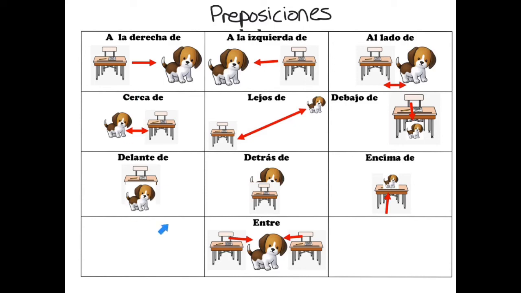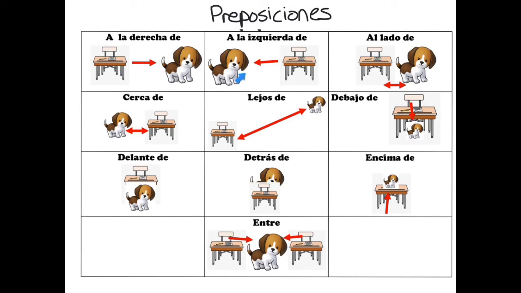Anytime we want to use those prepositional phrases to tell us how objects relate in space to one another, remember that's position. So in a sentence, we would use the verb estar to complete that task. So for example, if I wanted to say the puppy is to the right of the desk in Spanish, I would say el perrito está a la derecha del pupitre. So the puppy is to the right of the desk.